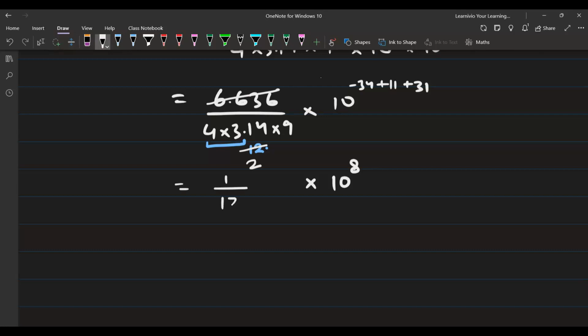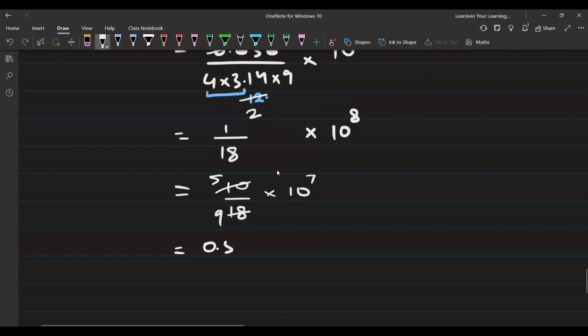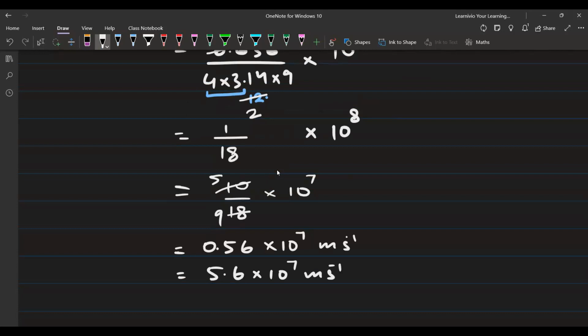1/9 into 2 it is equal to 18. तो जब भी आपके पास 18 वगैरह है ना, multiples of 9 में आए, तो उसको ऐसे कर लीजिए, एक 10 यहाँ से लीजिए, 10/18 into 10 to the power 7 हो जाएगा। This will be 5/9. और 5/9 याद कर लीजिए, it is equal to 0.5555, तो 0.56 कर सकते हैं आप, into 10 to the power 7, this will be meter per second. And we can write this as 5.6 into 10 to the power 7 meter per second. If you try to get the original answer, बिल्कुल एक्यूरेट आंसर आ रहा है आपके पास, 5.8 into 10 to the power 7 meter per second. This is the exact answer that you are going to get.